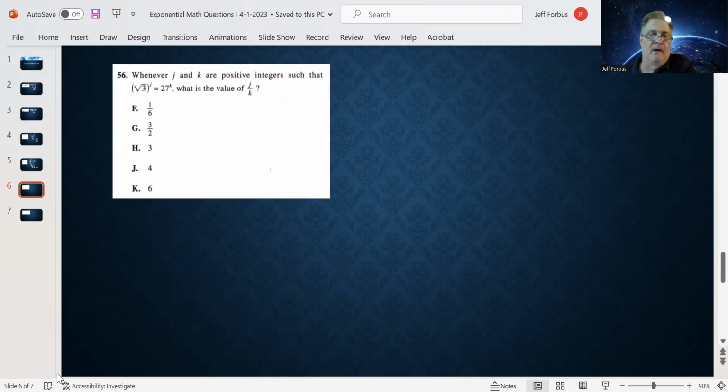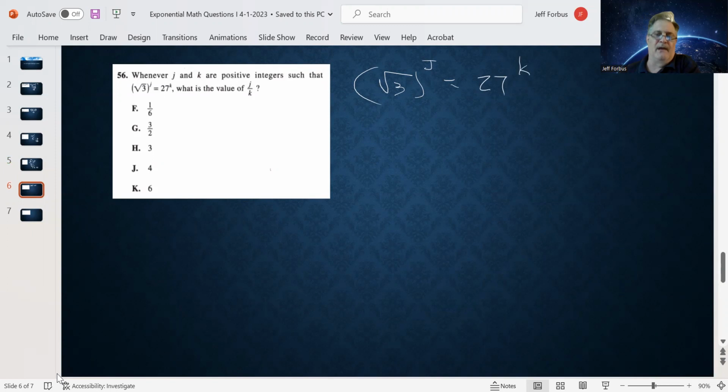Whenever j and k are positive numbers such that the square root of 3 raised to the j power is equal to 27 raised to the k power, what's the value when j is divided by k? Well, we got to work with this to get it in the form of j over k. So we start off with the square root of 3 raised to the j power, and that's equal to 27 raised to the k power.